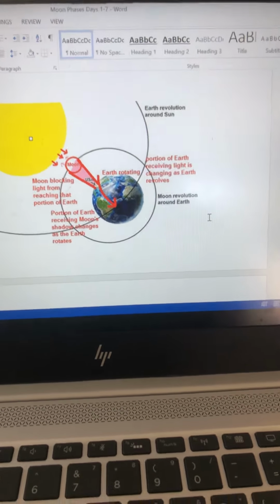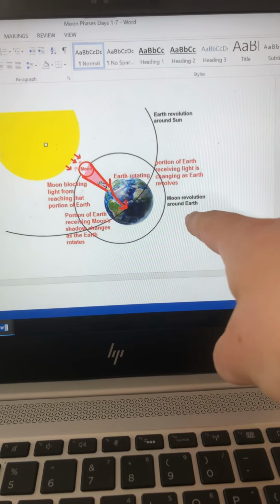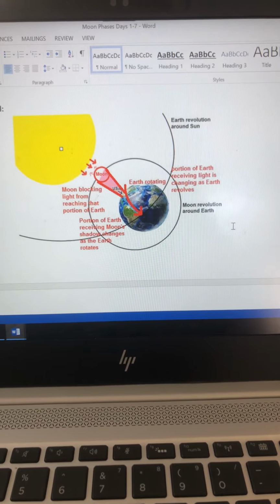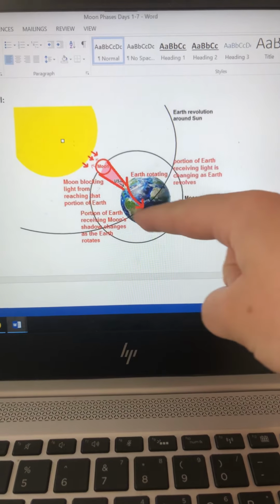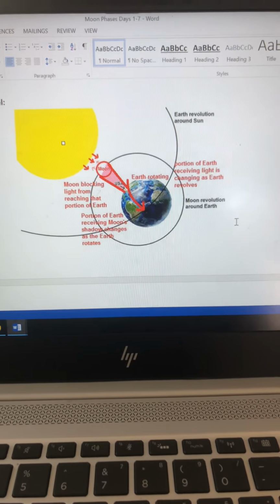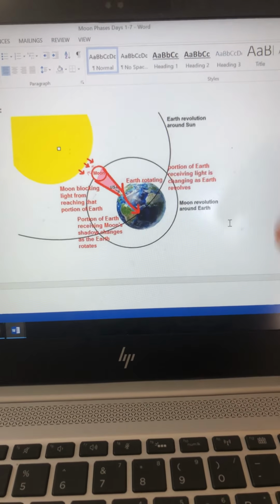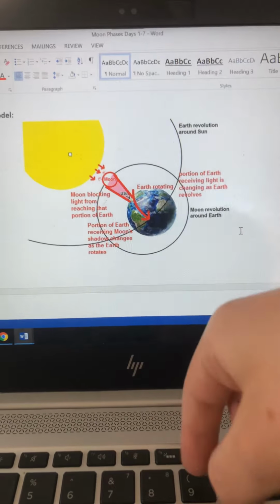All right. This outer circle shows the moon's revolution around the Earth. Here's where the moon is on its revolution. This shows Earth's rotation. Remember, it rotates on its axis 24 hours, rotates around its axis to create 24 hours. So that's how we have day and night.